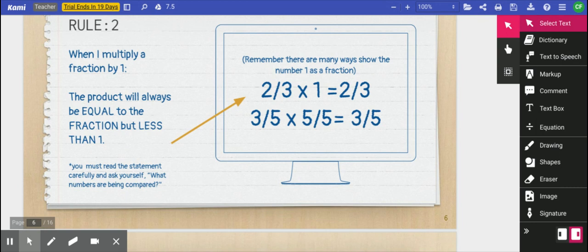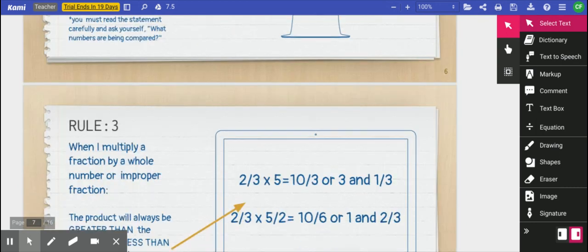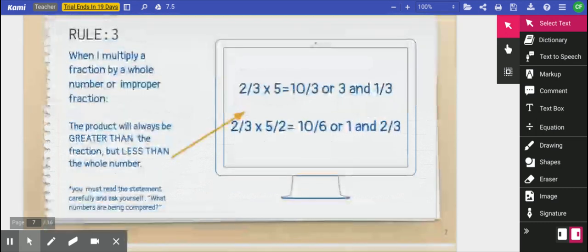Now, sometimes what they like to do is they'll say 2/3 times 1 is greater than, less than, or equal to, but then they'll compare it to 1. Well, my answer is less than 1. Okay? Rule number 3. Whenever I multiply a fraction by a whole number or improper fraction, the product will be greater than the fraction but less than the whole number. It depends on what I'm comparing it to.